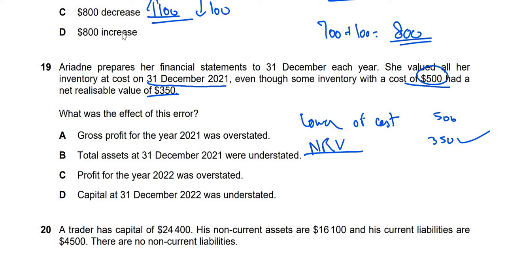So it is overstated. However, what they did is that they recorded it at 500. So our inventory is overstated by 150. How did I get 150? 500 minus 350 is 150. As a result, gross profit is also overstated. So the answer is A.